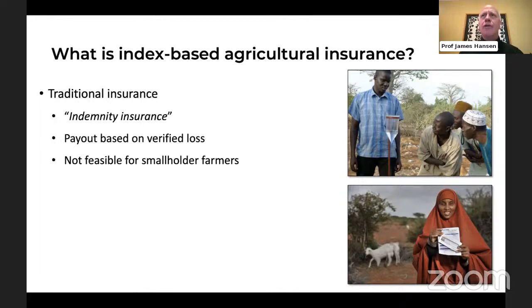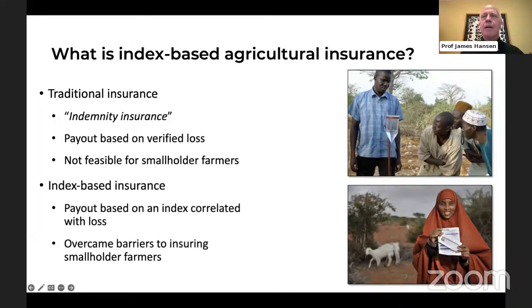So traditional insurance was simply not ever considered feasible for smallholder farmers. Now, starting around mid-2000s, around 2005, World Bank and some other organizations started to experiment with index-based insurance. In this case, the payout is not based on an actual loss. It's based on some kind of an index that is correlated with farmers' loss. And index-based insurance has overcome some of the major barriers to insuring smallholder farmers.